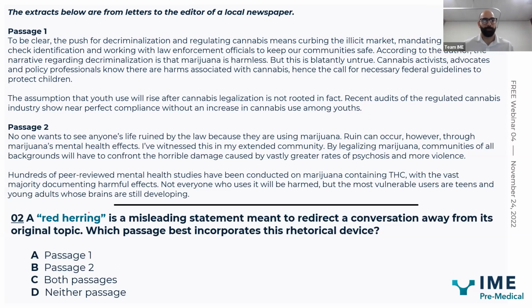So question 2, it says a red herring is a misleading statement meant to redirect the conversation away from its original topic. Which passage best incorporates this rhetorical device? Now, interestingly, we had a few options from you guys, and it looks like those who participated, before I tell you who's got the right answer or the wrong answer, could you please, if you'd like to join in, give me your rationale for your answer?